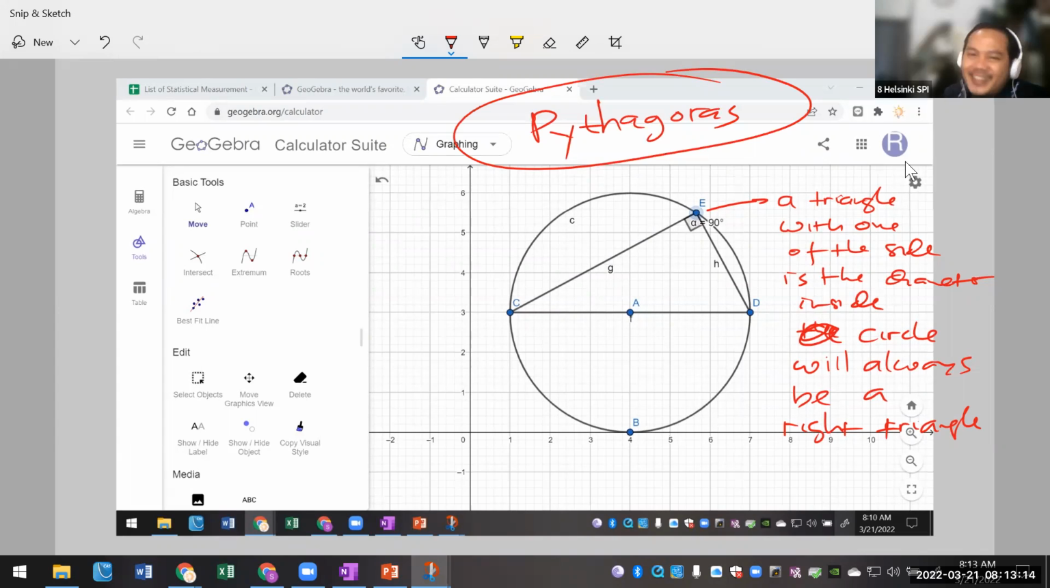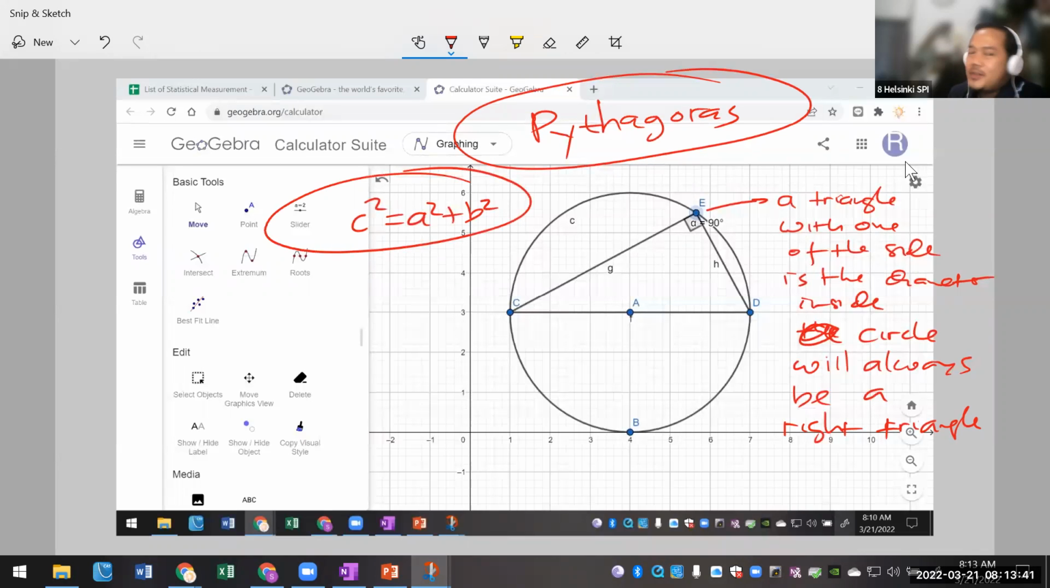Yeah guys, you will use this formula all the time. When you're at grade 9, grade 10, 11, 12, even in college, you will always use the Pythagoras formula. In geometry, this is one of the most important formulas that you need to know. So the formula is c squared equals a squared plus b squared.